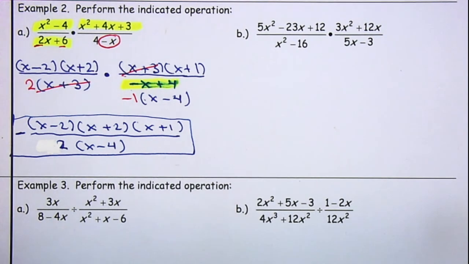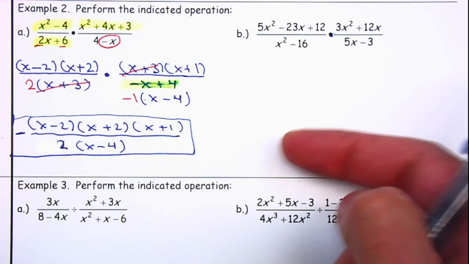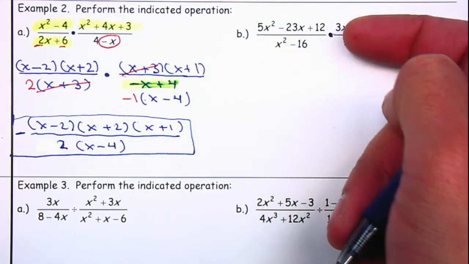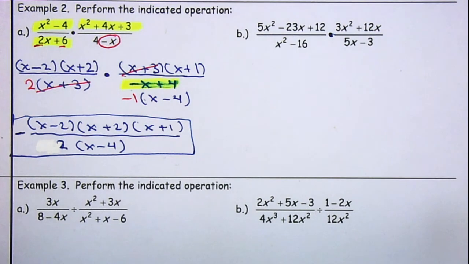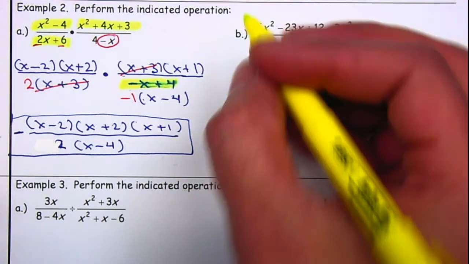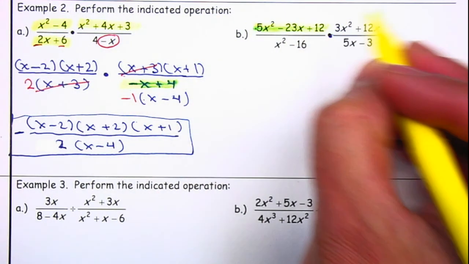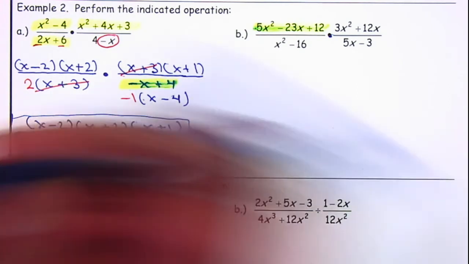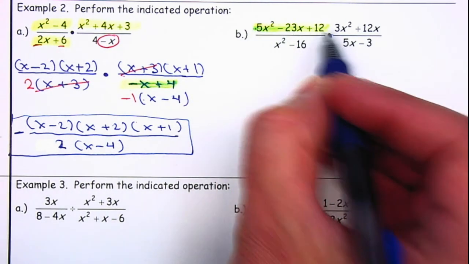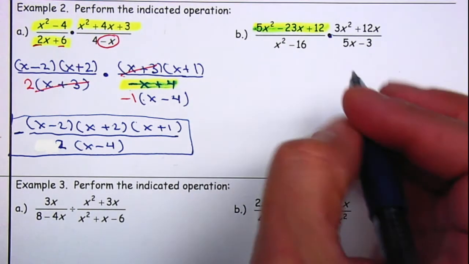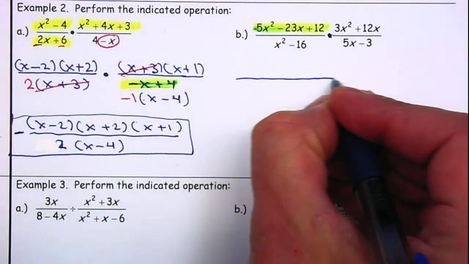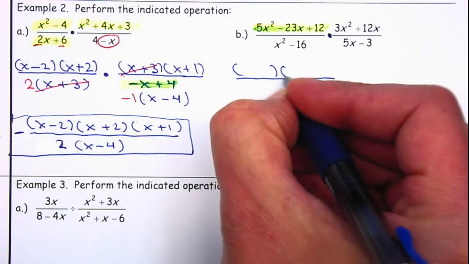Great. So for example B, we have a multiplication, so we just need to be able to factor the top, the bottom, factor the top, factor the bottom, and then just see what cancels. Let's see, from the top, taking the common factor, is there a number that divides 5, 23, and 12? No. Do they all have an x? No. So I can just try to factor by using my double parentheses.